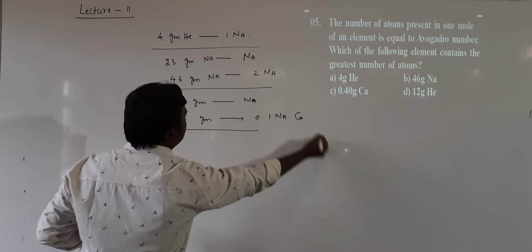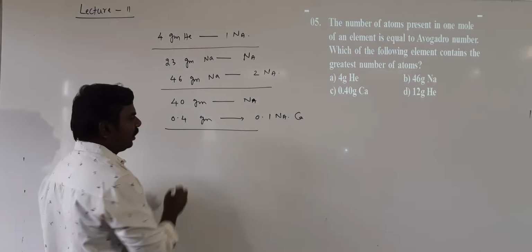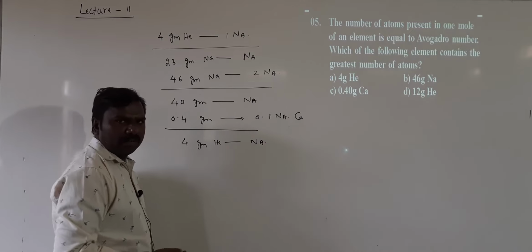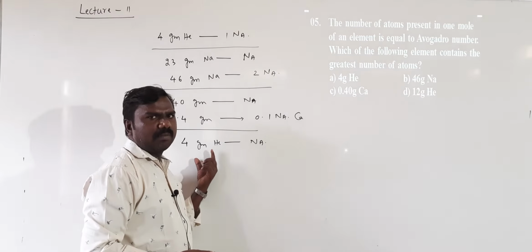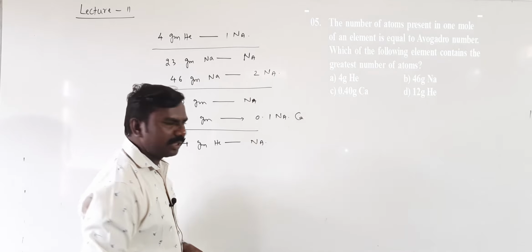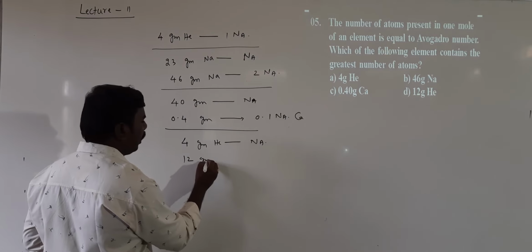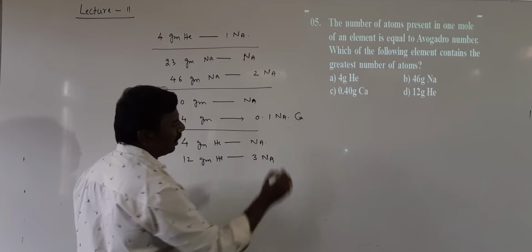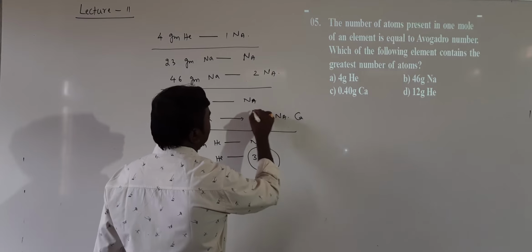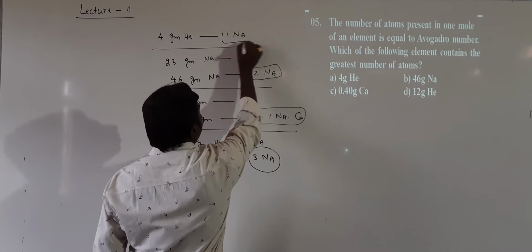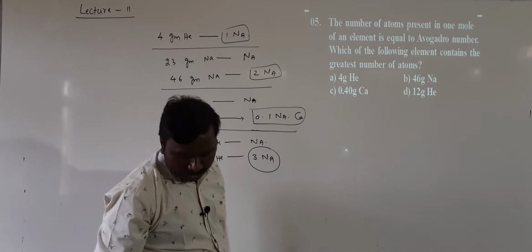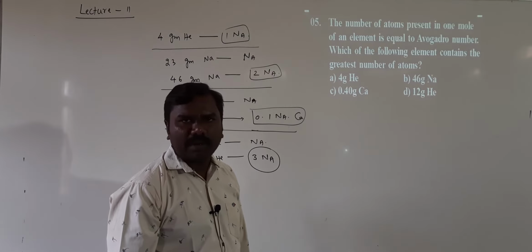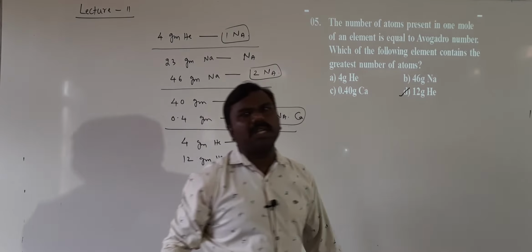Next, 12 grams of helium. Generally 4 grams of helium contains Avogadro number of helium atoms, because the atomic mass of any element contains Avogadro number of atoms. Next, 12 grams of helium contains, so how much? 3 into Avogadro number. You just observe this, which is having more number? 3 into 6.023 into 10 to the power of 23. It means 3 times that of Avogadro number. The answer will be option D, correct.